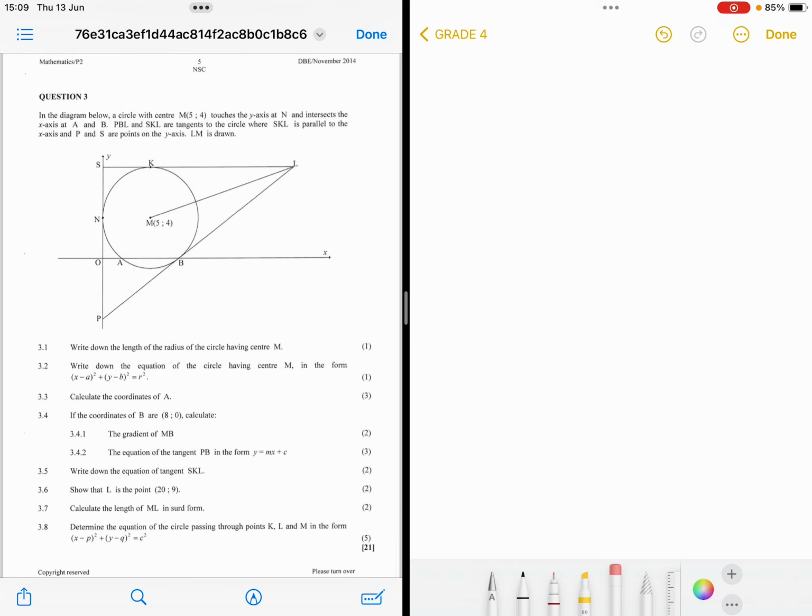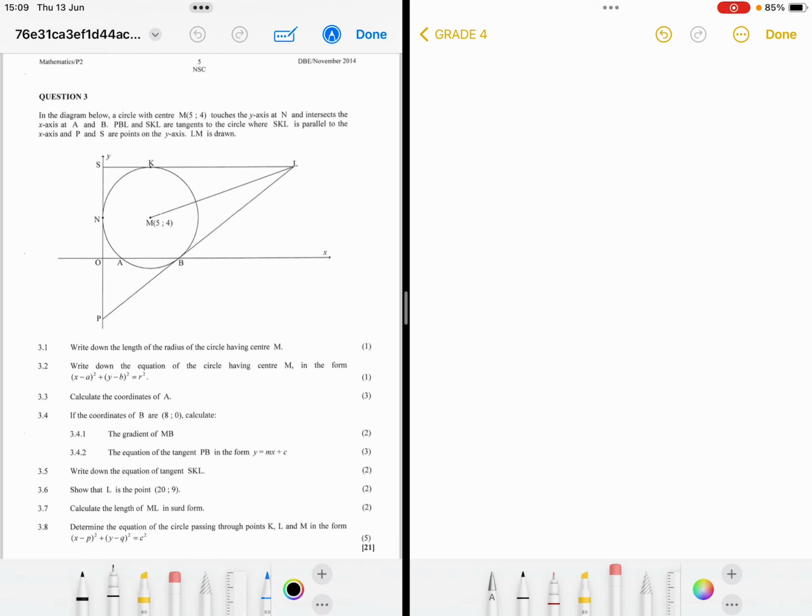Okay, let's read the information given on this question 3. They say we are given a diagram below. A circle with center M touches the y-axis. It touches the y-axis here at N and intersects the x-axis at point A and point B. PBL and SKL are the tangents to the circle.